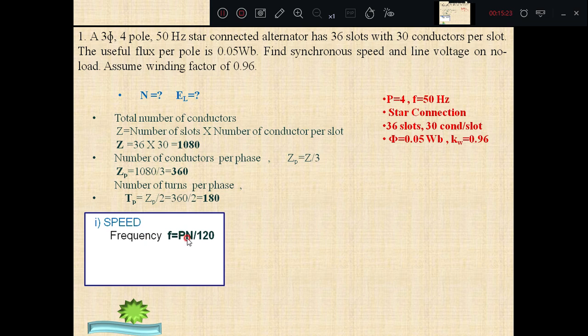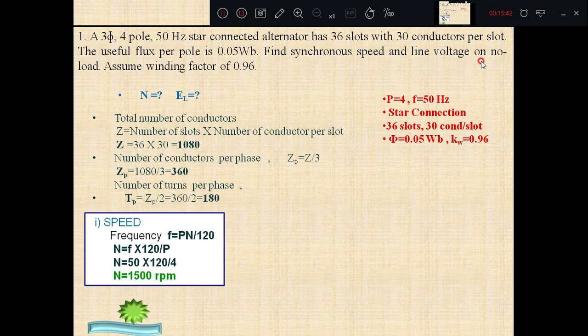From this, N is equal to f into 120 divided by P. Substitute the values. All the data are given. f and P are given. f is 50 and P is 4. Then from this, if you are calculating, what we are getting is 1500 RPM.